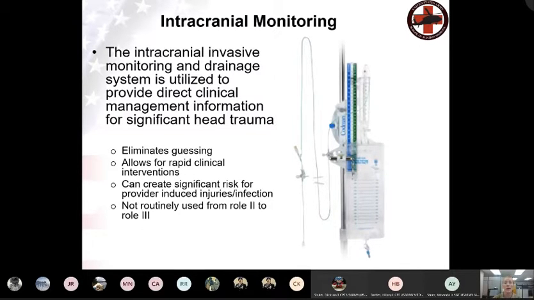Now, if you have never cared for a patient with intracranial monitoring or with a Codman catheter, I strongly encourage you to have a conversation with the provider that you're receiving handoff from prior to departure. They are more than happy to give you a quick down and dirty on how to utilize the equipment if you haven't seen it in a while and you need a refresher.